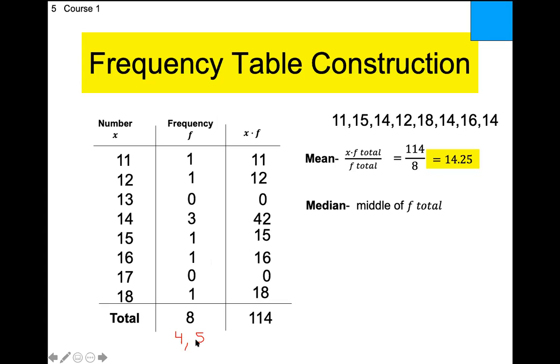Now we got to find the 4th and the 5th number. We look at this column. Here's your first number. Here's your second number. And here are the next three numbers. Think about this. We got an 11. There's one of those. There's one 12. There's no 13s. And then there are three 14s. 1, 2, 3. And then there's one 15. And I need the fourth and the fifth number. 1, 2, 3. I need the fourth and the fifth number. They're both 14s. Do you see what I did there?